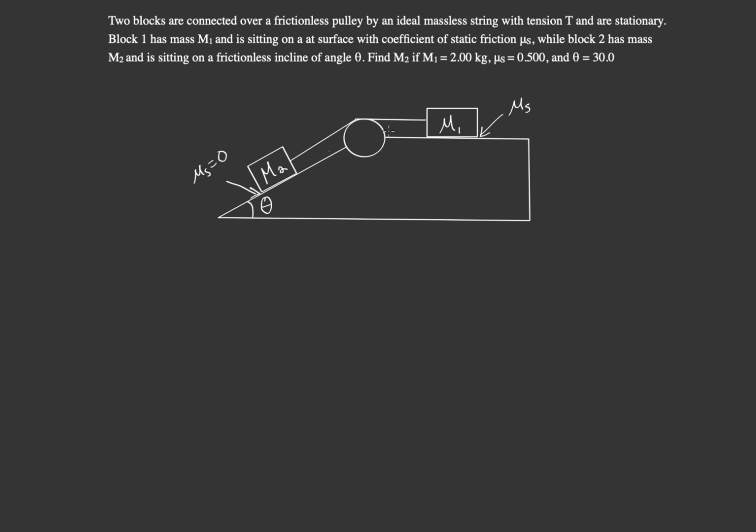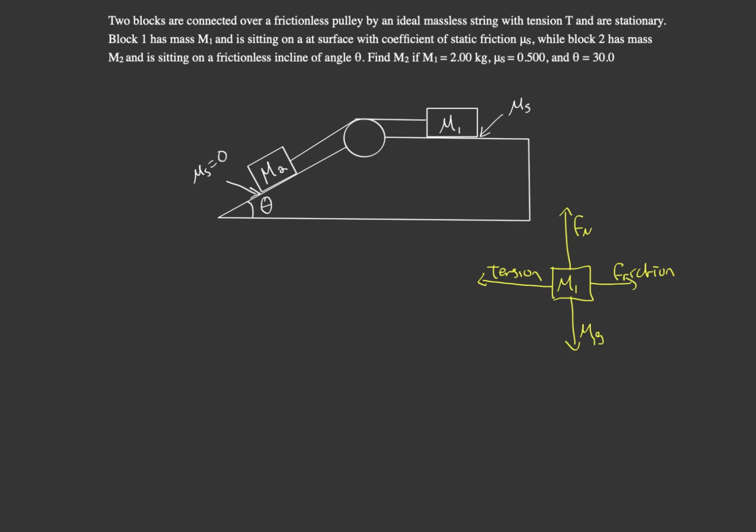So if we start off with M1, we just have a block where it has its weight, which is M1g, and then it has its normal force, Fn, which is equal in magnitude to the weight. And then we have static friction going this way, so we're just going to call it friction. And then we have the tension of the string, which is equal to some value that we're going to figure out in just a second.